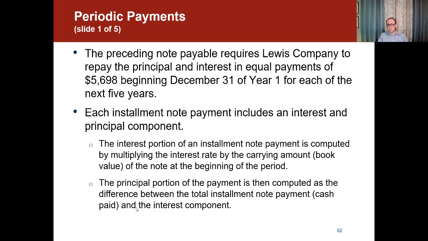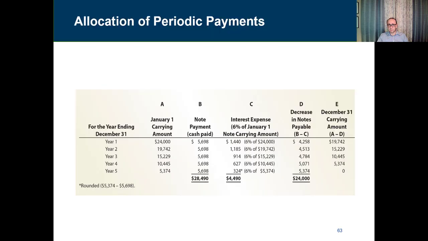So each installment note payment includes an interest and principal component. The interest portion of an installment note payment is computed by multiplying the interest rate by the carrying amount, or the book value, of the note at the beginning of the period. And by the way, the terms carrying amount and book value usually have the same meaning. The principal portion of the payment is then computed as the difference between the total installment note payment, cash paid, and the interest component. And we'll see how this works in the following table.